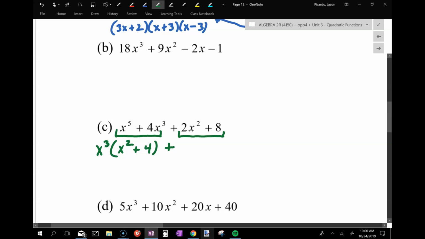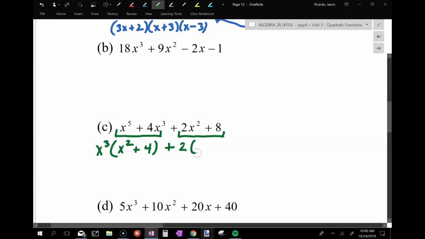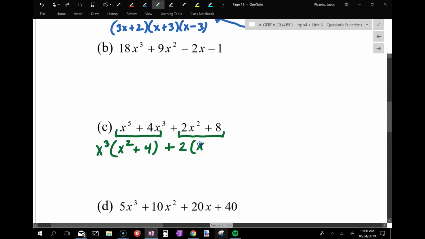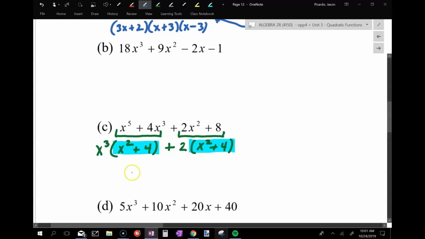Right, so what's that process right there? I grouped and then I took a GCF of each of the groups and factored it out, right? Okay, 2x squared plus 8, what do they both have in common? All right, so I'm going to factor out the 2. And does 2 go into 2x squared? Yep, x squared times. And does 2 go into 8? Yep, 4 times. Did something match? So that's one of my factors.